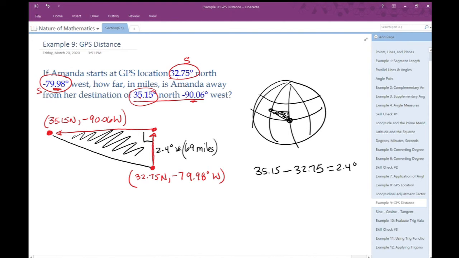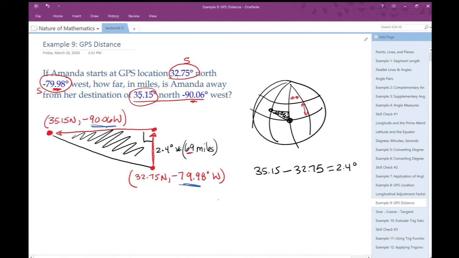And the reason for that is, as we're moving north and south, the distance between the lines does not change. It is when we're moving east and west that the distances change. So this is always going to be 69. But now we want to take our east and west travels and say, how far did we move here?